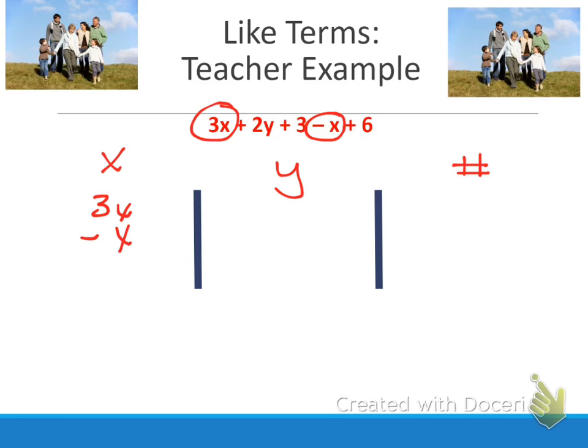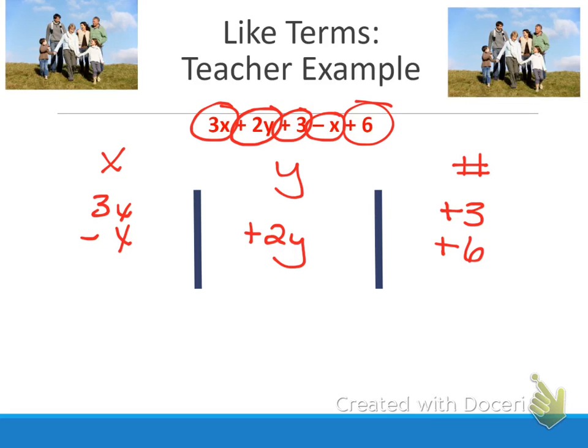Okay, how many members do we have in the Y family? 1. It's plus 2Y. And then in the number family, we have plus 3 and plus 6. Now, I've got them all circled, so I know I used all of them. I didn't leave any out. And now all I have to do is combine them.